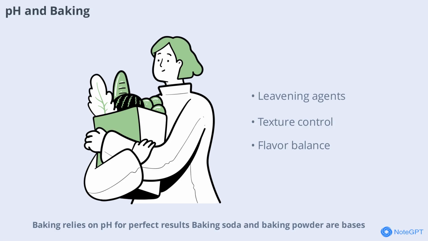Baking soda and baking powder are bases that react with acids to produce carbon dioxide, making cakes and bread rise. The right balance of acidic and basic ingredients creates the desired texture and flavor. Understanding pH can help you troubleshoot baking problems and improve your recipes.